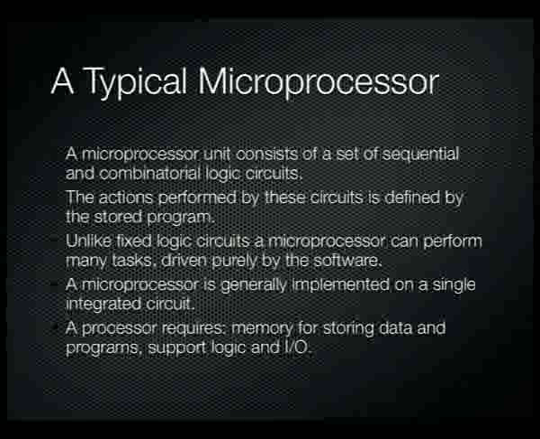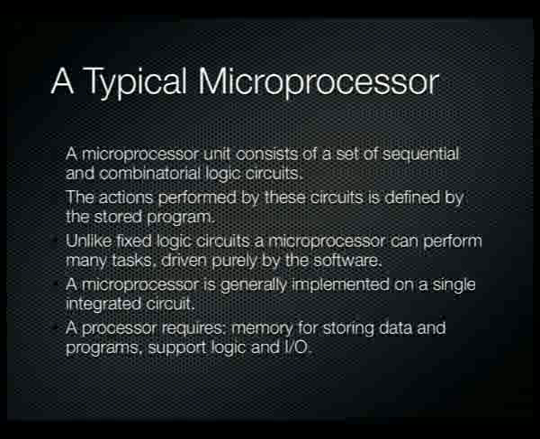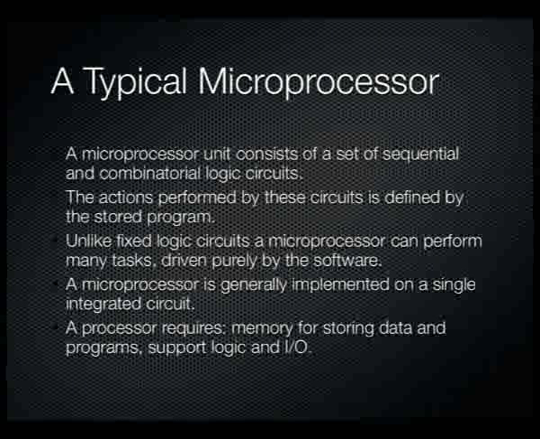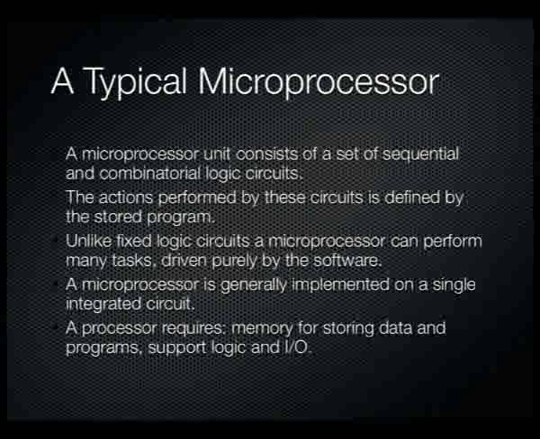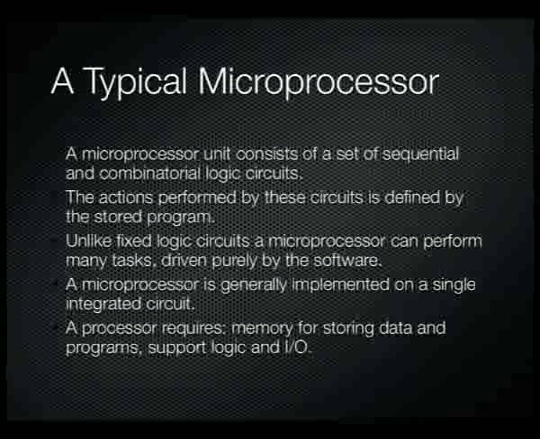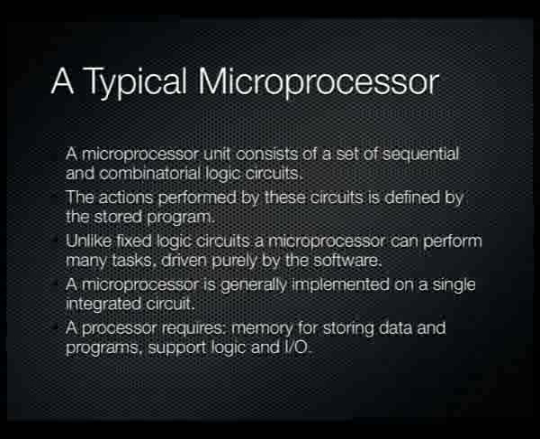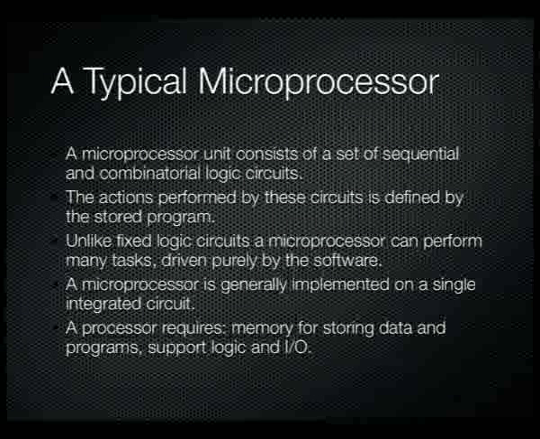Well, a microprocessor consists of a set of sequential and combinatorial logic circuits, as we mentioned previously. The actions performed by these circuits are defined by a stored set of instructions, or a stored program, effectively. So unlike our fixed logic circuits, a microprocessor can perform many different tasks defined purely by the software driving it. The same microprocessor can in fact be used in many different applications. It's not fixed to one particular application, but it may be fixed to a particular family of applications, depending on the various peripherals provided inside the microprocessor.